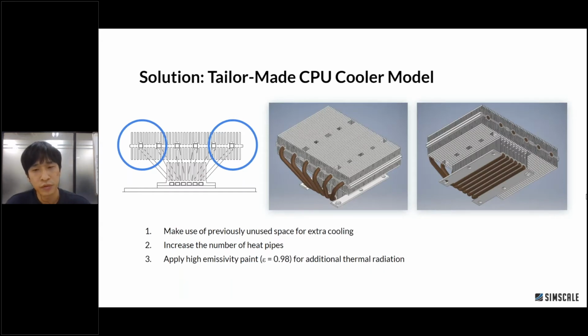So in order to solve the stated problem in the simplest manner, we basically came up with 3 ideas. First, we tried to fully utilize the surrounding space for the CPU cooling so that we increase the width of the upper part of the heatsink. And secondly, we tried to add more heat pipes to deal with the increased size of the heatsink. And thirdly, in addition to this, we can apply a special paint that has high thermal radiation emissivity, so that we can utilize the extra thermal radiation from the heat sinks.